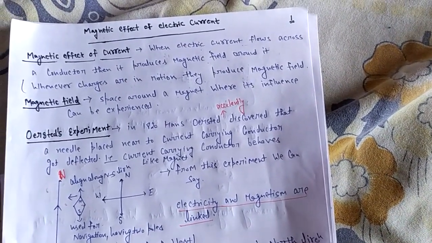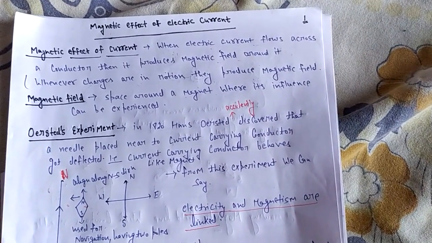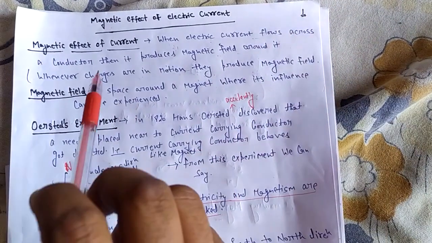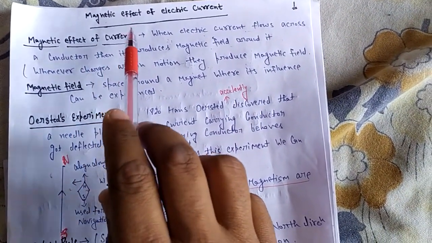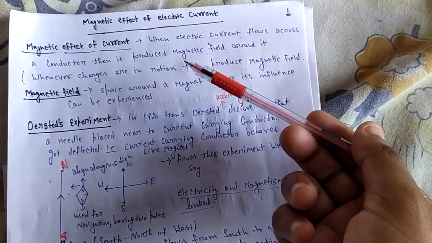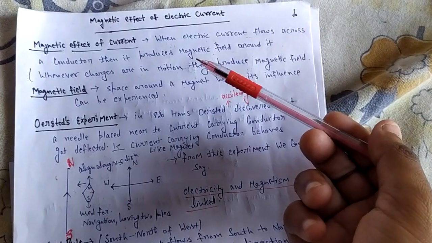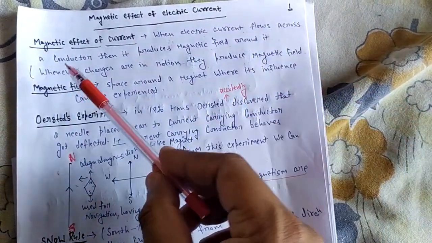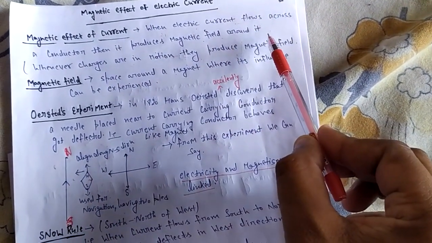Hello students, today we will discuss the magnetic effect of electric current, chapter 2 of physics in class 10th. In the previous chapter, that is electricity, we have learned that whenever current passes through a conductor, it produces a heating effect. But besides this, current has one more effect. Whenever current flows across a conductor, it also produces a magnetic field.